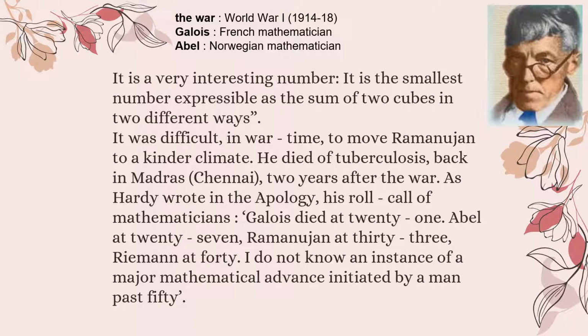In this paragraph we understand, as Ramanujan expresses, that it was a very interesting number, explaining that it is the smallest number expressible as the sum of two cubes in two different ways. The number 1729 is also known as the Hardy-Ramanujan number.